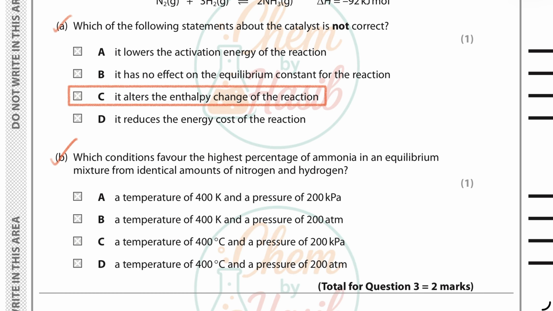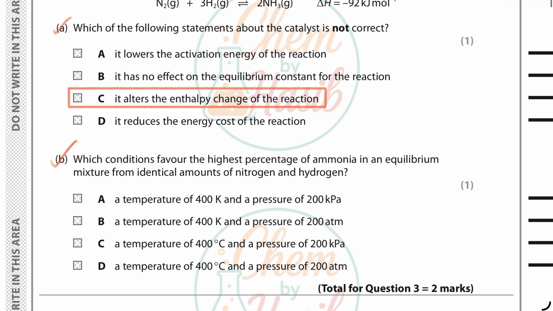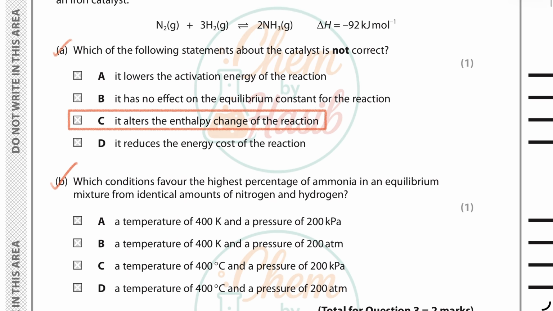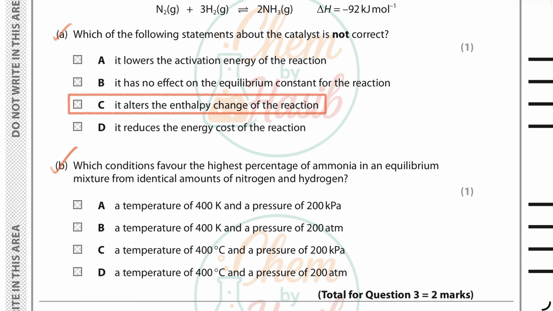Question number B says, which conditions favor the highest percentage of ammonia in an equilibrium mixture from identical amounts of nitrogen and hydrogen? Which conditions would favor? Since it's an exothermic reaction in the forward direction, a lower temperature will favor the equilibrium yield of ammonia. If you want to increase the yield of ammonia, you have to lower the temperature because the forward reaction is exothermic, right? So we need to choose the lower temperature.